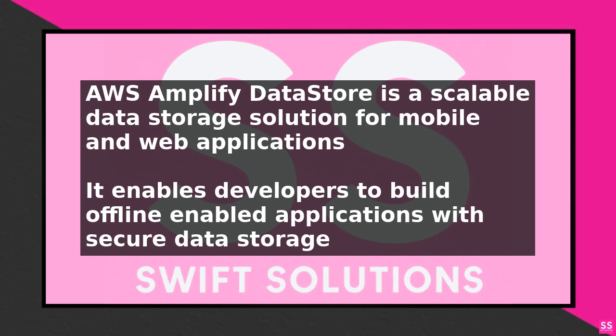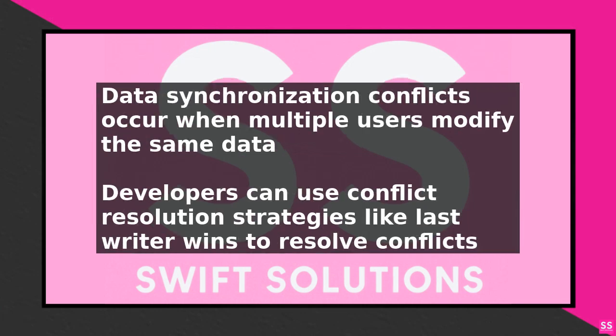Introduction to AWS Amplify DataStore issues. One of the most common issues with AWS Amplify DataStore is data synchronization conflicts. This occurs when the same data is modified by multiple users or devices, resulting in conflicts that need to be resolved. To resolve this issue, developers can use data conflict resolution strategies such as last writer wins or multi-version concurrency control.